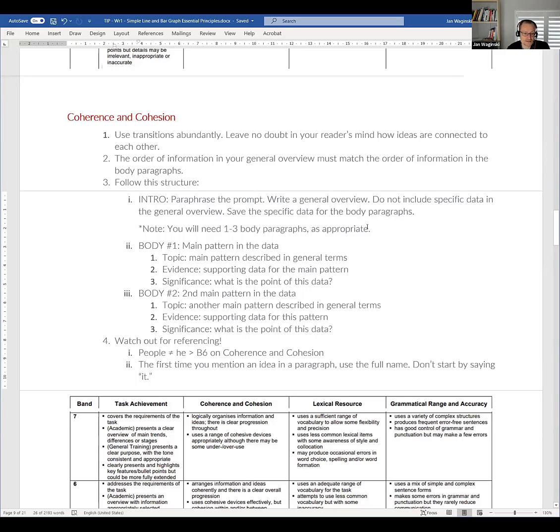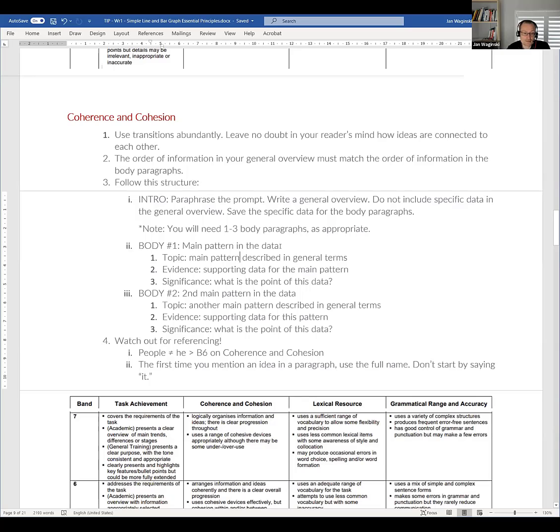Okay, and you'll need to decide whether you need about 1 to 3 body paragraphs as appropriate. There are no specific rules or requirements for the number of paragraphs. A lot of the examples that IELTS shows, the whole thing is done in a single body paragraph. In other ones, it's 2. In other ones, it's 3. 2 body paragraphs seems to be the average.